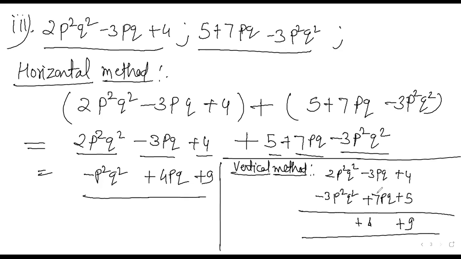7 minus 3 is 4pq, and this is 3 and 2, both having opposite signs, they will subtract. The answer will be p square q square, because 3 and 2 subtracted give you 1. Now the sign problem: 3 is the bigger number in comparison, with a negative sign, so minus p square q square is the correct answer. So this is your third part.